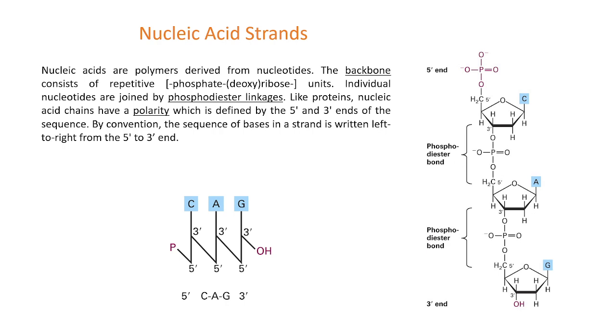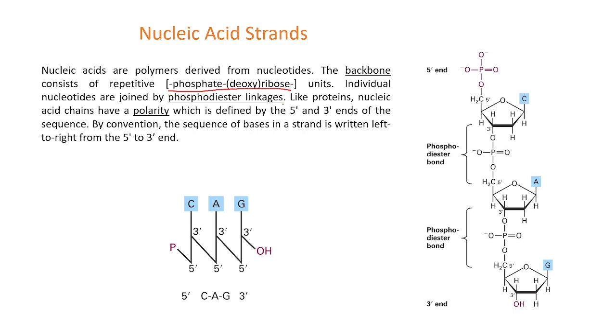So now coming to the nucleic acid strands. These nucleic acids are polymers which are derived from nucleotides. So the backbone consists of repeated phosphate-deoxyribose units. You need to remember these things. And these individual nucleotides are joined by phosphodiester linkages. So like proteins, nucleic acids also have a polarity which is determined by the 5 prime and the 3 prime ends of the sequence.